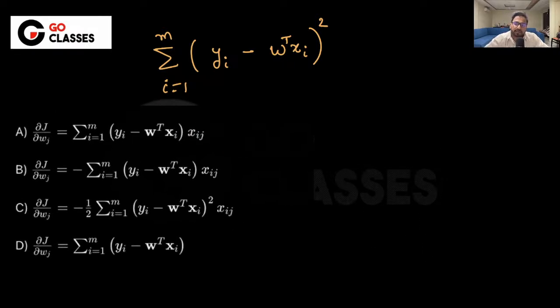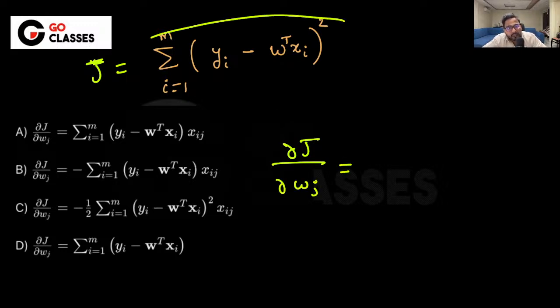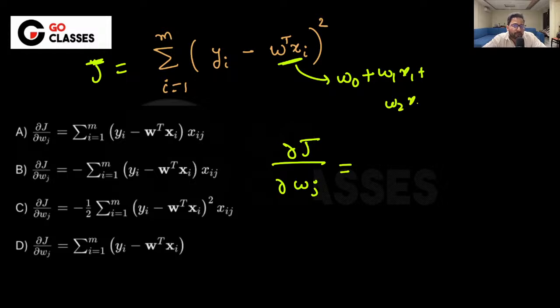So that is the question that they are asking, right? Okay, so suppose this is j, that's easy only. Del j upon del wj they are asking. Now see here, in this dot product you have w0 plus w1 x1, you have w1, you have w2, and let's suppose these are the d features. Okay, you have wd.